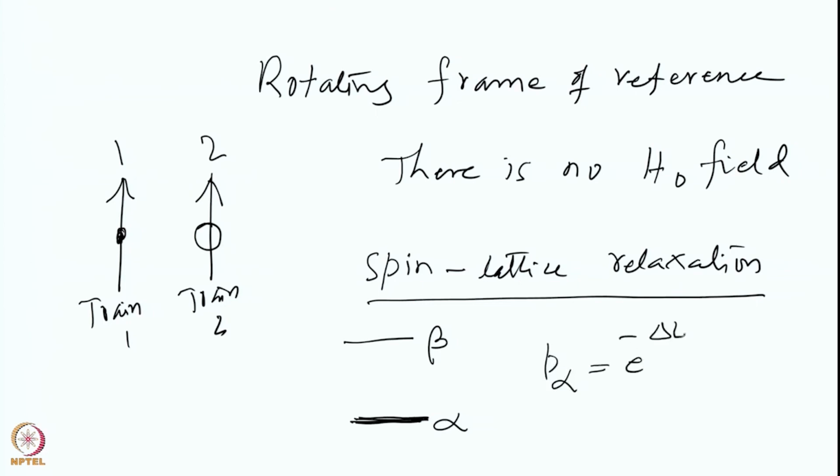e to the minus delta E divided by kT, and similarly P alpha by P beta, the ratio of the populations, is given by e to the minus delta E by kT. Delta E is the energy separation between them, and that obviously will depend upon the magnetic field, and this is equal to e to the minus gamma h cross H naught by kT. Okay, and that was the energy difference that we saw, and in kT, T is the temperature.